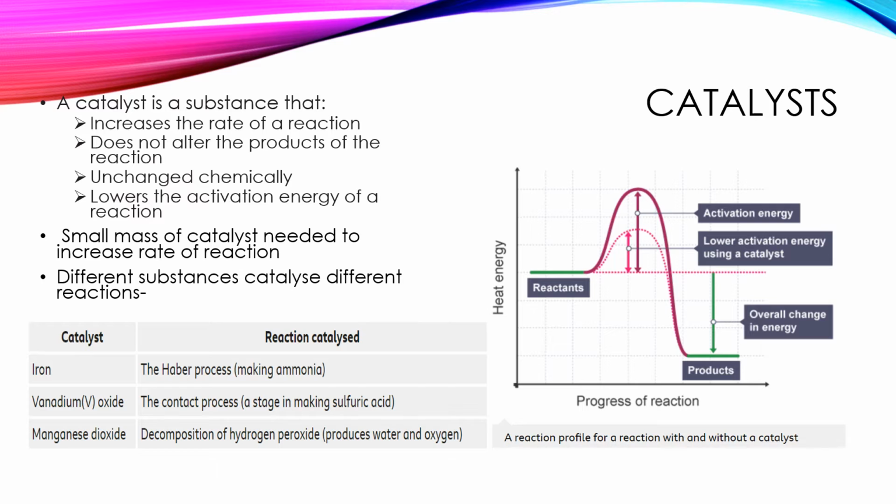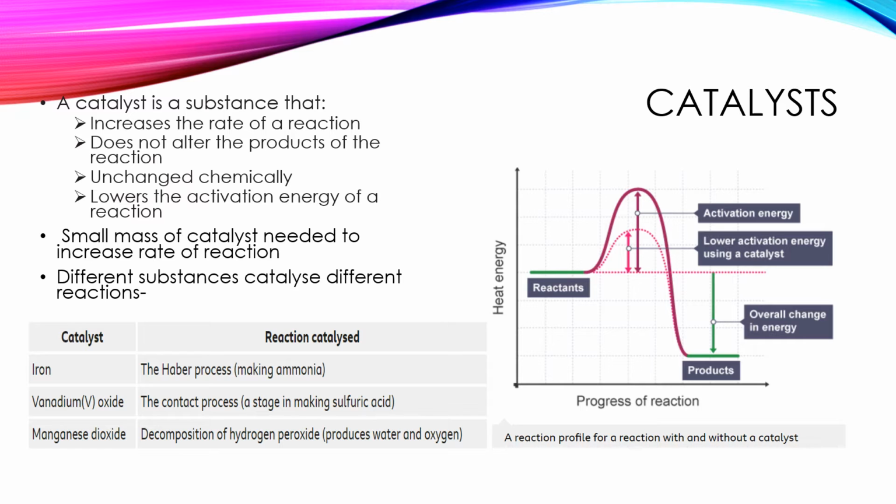So you can see that iron is used to catalyze the Haber process for making ammonia, which we will discuss in more detail at the end of this presentation. You've then also got vanadium(V) oxide, which is used to catalyze the contact process in making sulfuric acid, or manganese dioxide, which is used to catalyze the decomposition of hydrogen peroxide, which produces water and oxygen.